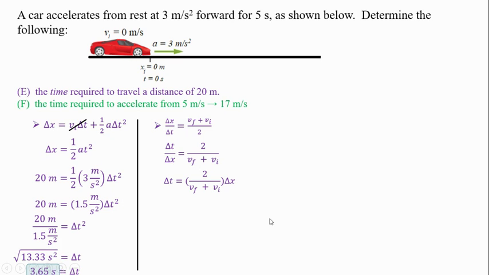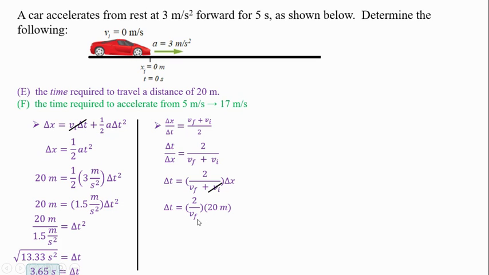Okay, so here I'm going to cross out vi because vi is 0. Vi is 0 because, again, you're trying to find the time it takes to cover the first 20 meters, which implies that you start at 0. And therefore, delta x is 20 because that's given in the statement.